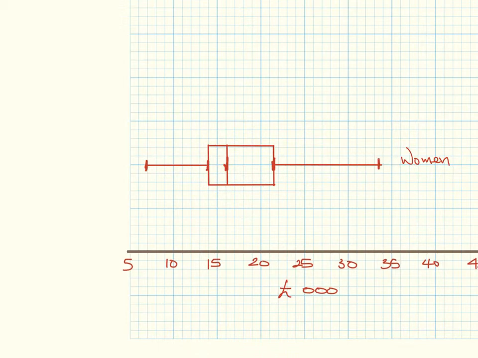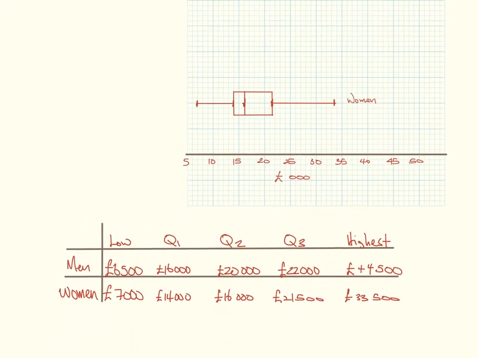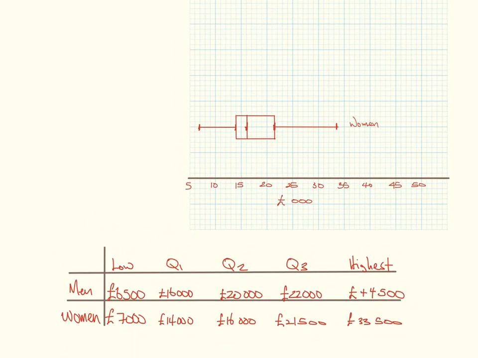Okay, let's get the men sorted out now. And for this one, I'll just zoom out a little bit just to show you what the men are being paid. And then I'll just plot the graph without you seeing that. I'll just pause it and plot it. So here, the man with the lowest amount of money is 6,500. Q1 is 16,000. Q2, or your median, is 20,000. Q3 is 22,000. And then we've got 44,500 pounds. So I'll just pause the video and I will just plot the graph.